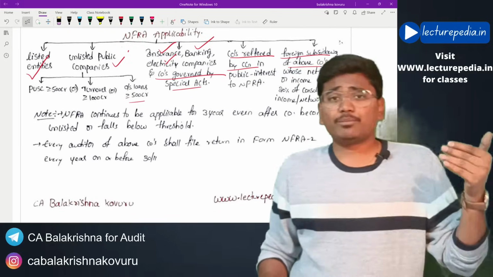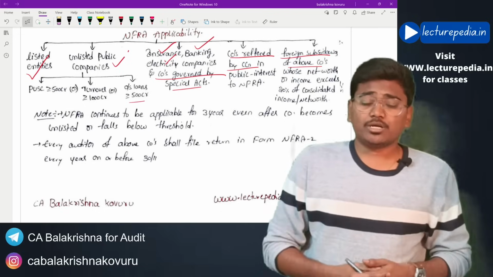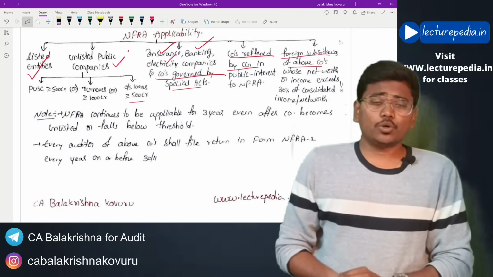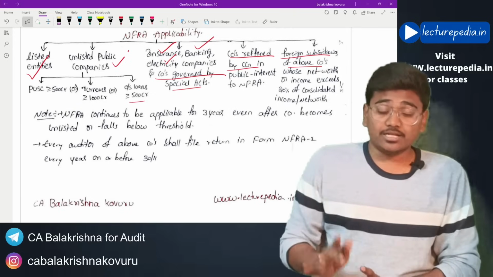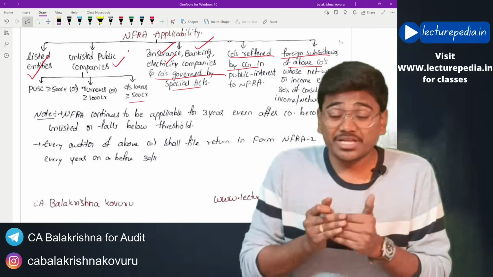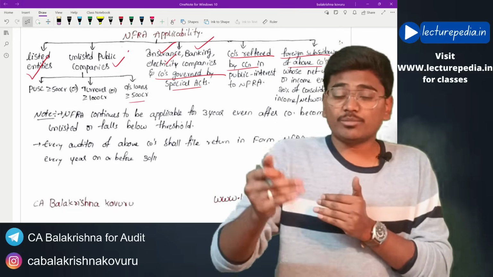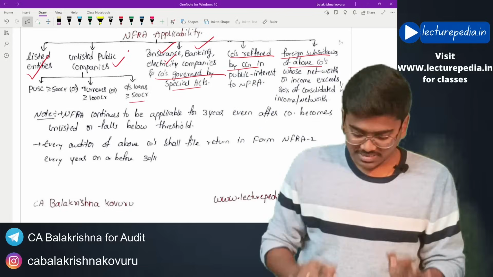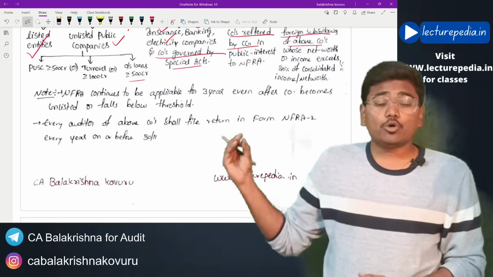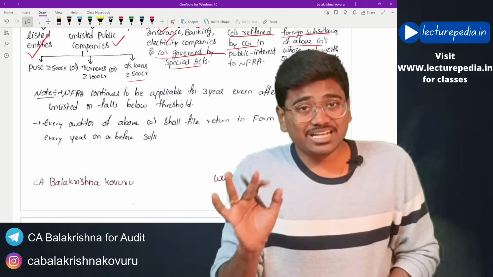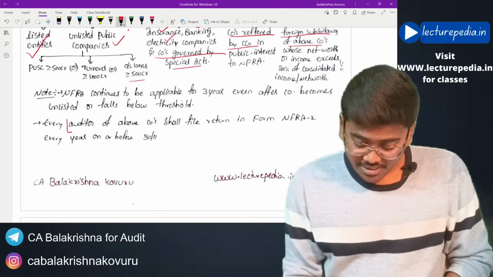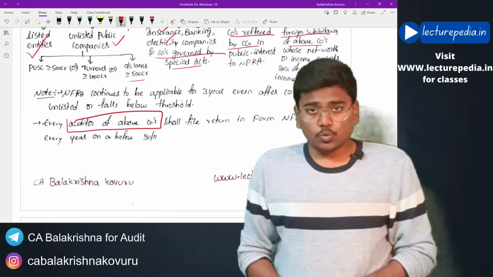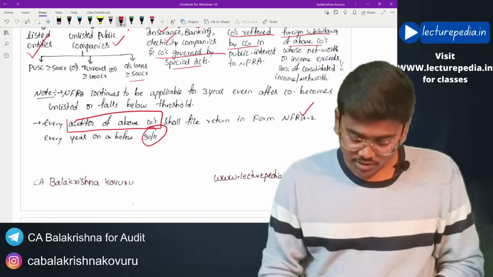Next, once NFRA has become applicable to the company, after becoming applicable, either the company has become unlisted or the company has fallen below those threshold limits of applicability. Even then, NFRA will be applicable for a period of 3 years, okay, from the date of becoming unlisted or from the date of falling below those thresholds. Hope this is clear. And every auditor of the above companies has to file a return with NFRA. See, not the companies. The auditor of the above companies has to file a return with NFRA in NFRA 2 every year on or before 30th November.